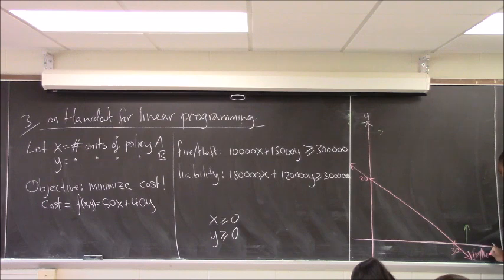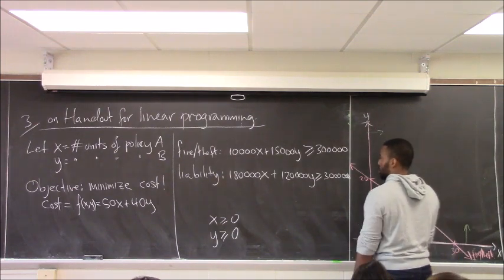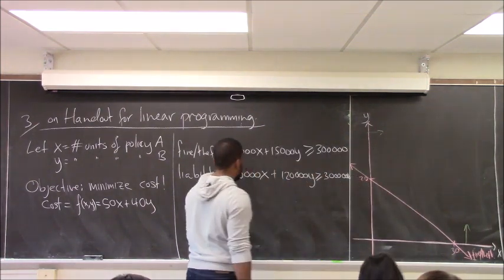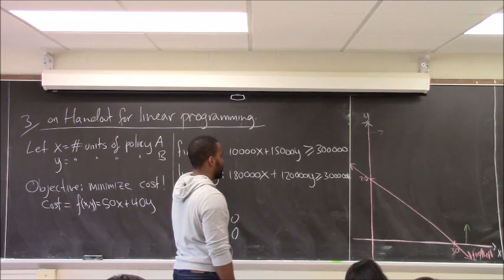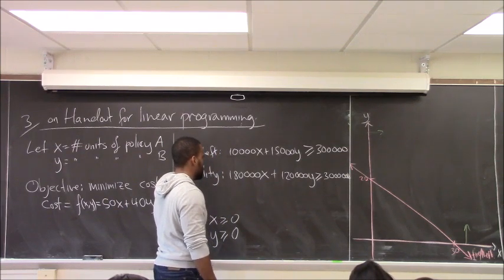I'm not going to write out that full equation here. We're going to do the same thing with the other line. Plug in y equals 0, I would get x equals what? 3 million divided by 180,000.